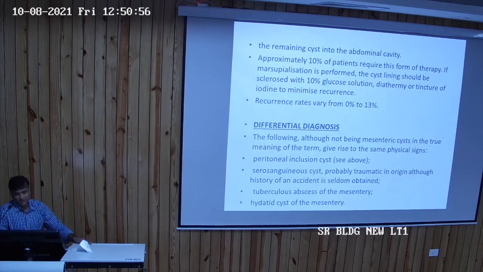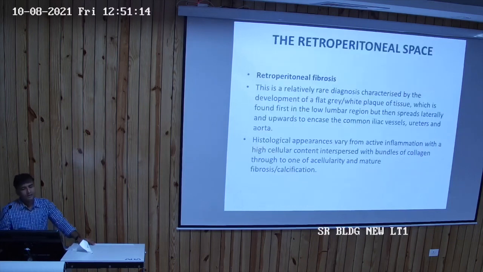The differential diagnosis of mesenteric cyst: peritoneal inclusion cyst, serosanguinous cyst, probably traumatic in origin, although history of an accident is seldom obtained, tuberculous abscess in the mesentery, and hydatid cyst. The other thing which we will discuss today is the retroperitoneal space and its diseases.